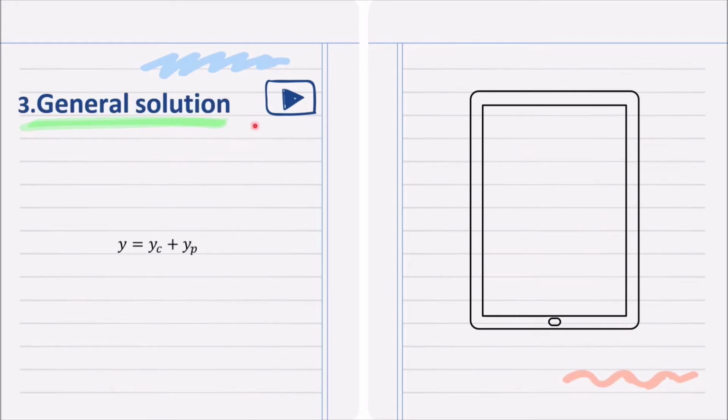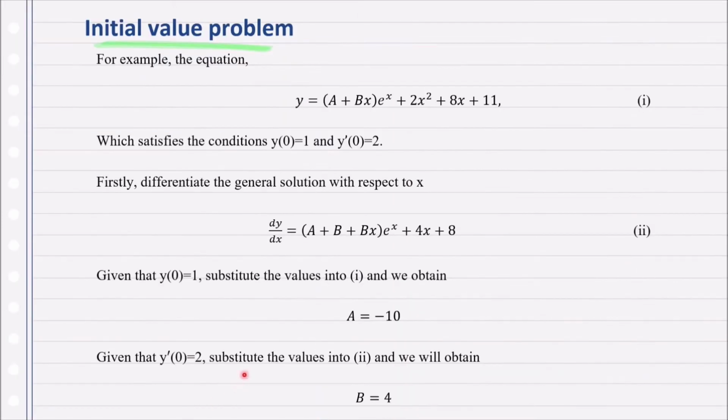And lastly, our general solution is simply yc plus yp. We have those 2 values that we calculated just now, and here is our final answer. If we are asked to solve an initial value problem, these are the steps that we should take. With this example right here, it is given that the conditions are as stated.